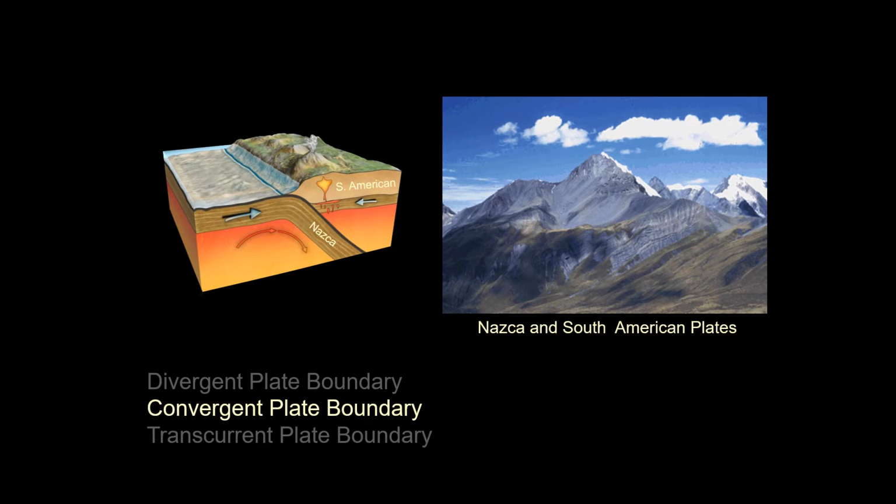The Nazca plate is moving eastward and is causing what? The Rocky Mountains to grow because it's colliding with the North American plate. On the other hand, the South American plate is colliding with that on the ocean and converging with it. So make sure that you know that.